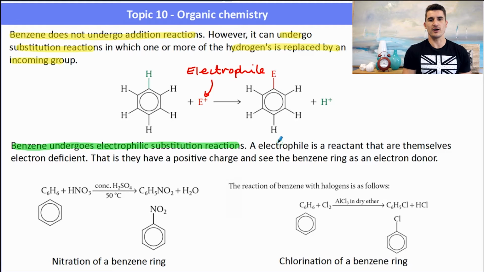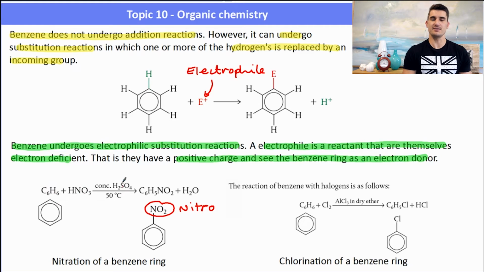Now, an electrophile is a reactant that is themselves electron deficient. They will have a positive charge and see the benzene ring as an electron donor. So they want to get into that benzene ring to feel some of the electrons and have a full valence shell. Now, one of the reactions you need to know is the nitration of benzene, or the putting of a nitro group onto the benzene ring.